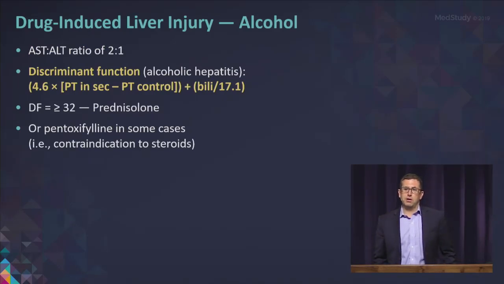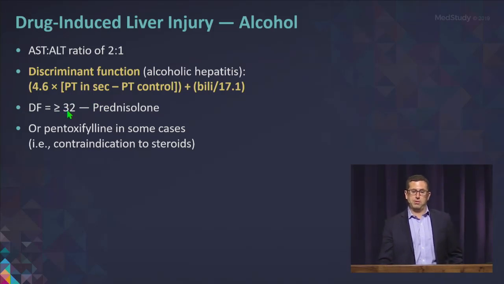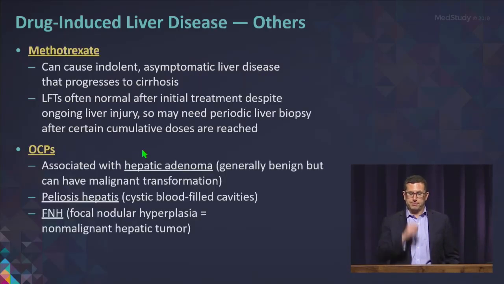Alcohol could definitely cause liver injury. Generally, you're going to see an AST-ALT ratio of greater than 2 to 1. I'm sure everyone's seen the formula of the discriminant function here. I'm not going to go through the formula, but if you see a discriminant function level greater than 32 in the setting of alcoholic hepatitis, you're going to want to treat the patient with prednisolone. Sometimes you could also treat with pentoxifylline, particularly if there's a contraindication to steroids.